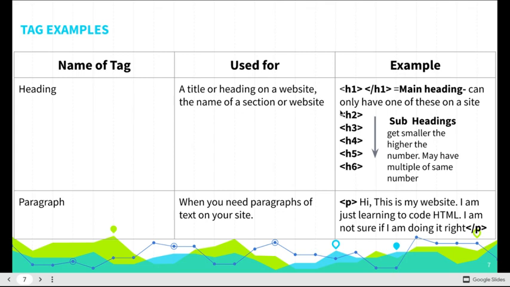My paragraph tag, open P, this is where I write all my content for my website, the different paragraphs on my website, the words that I want people to read. So these are the different sections surrounded by open P, and at the end of a paragraph, I put a close P tag.